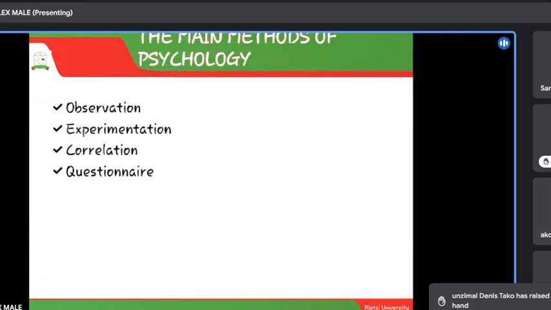When it comes to experimentation, here you try to manipulate one or more variables and measure their effects on another variable. You are setting up an experiment. So that is a method of psychology and psychological assessment, experimentation.